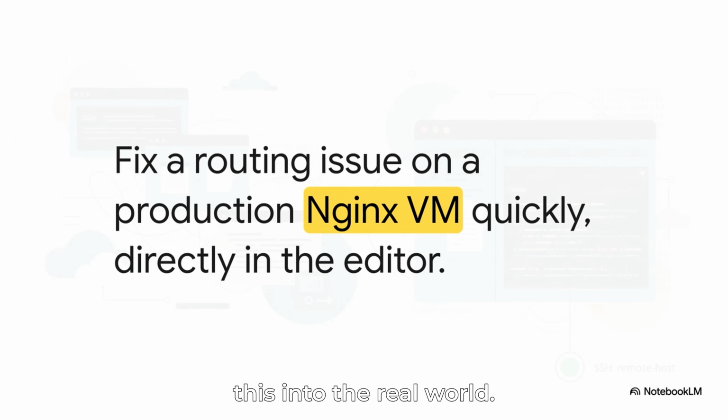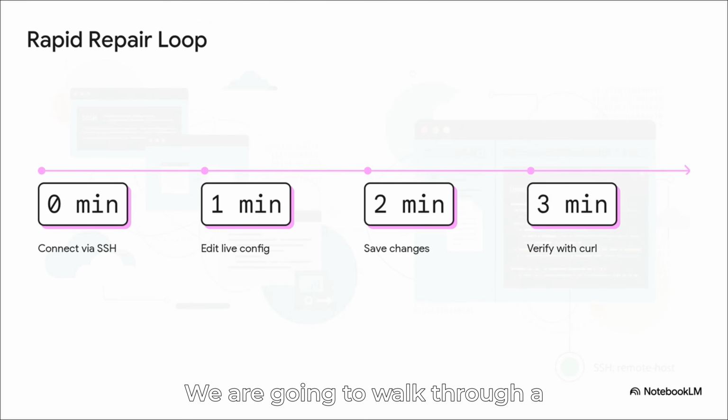Okay, let's bring this into the real world. Picture this. You've got an urgent routing issue on a production Nginx VM hosted over on Google Cloud. The pressure is completely on, and you need to push a fix like yesterday. We are going to walk through a rapid, complete repair loop. Notice how insanely fast this sequence is. We're talking 0 to 3 minutes. Connect, edit, save, and verify, all without your fingers ever having to leave the editor.